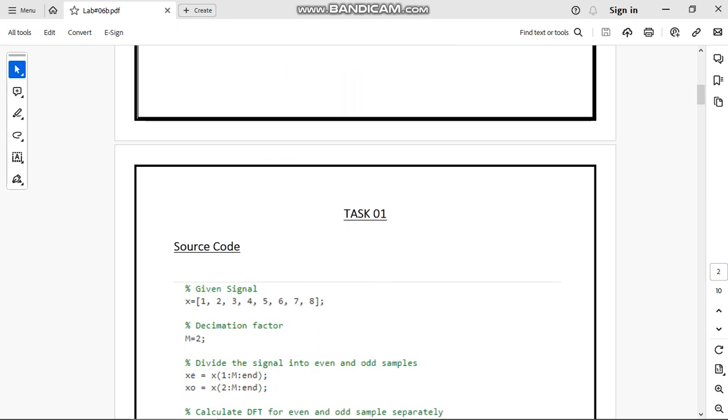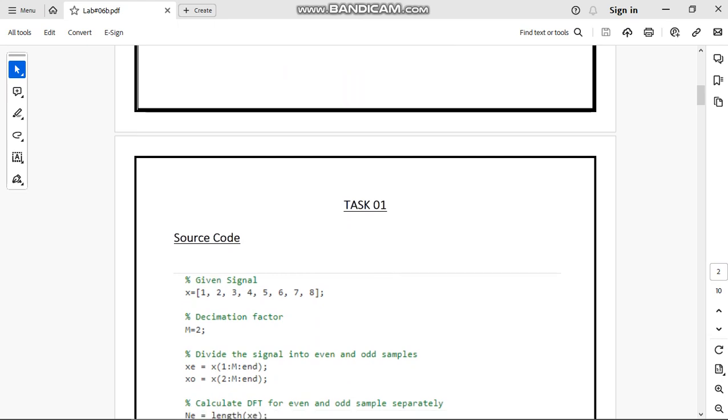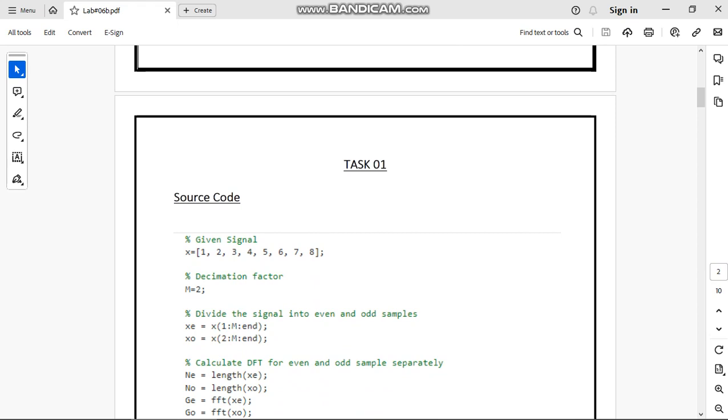I have performed all my tasks on MATLAB online and then pasted the screenshots here. Basically in this lab we have to perform DFT. So starting with task 1, first of all I am defining the values of our signal, which is x equal to 1, 2, 3, 4, 5, 6, 7, 8.